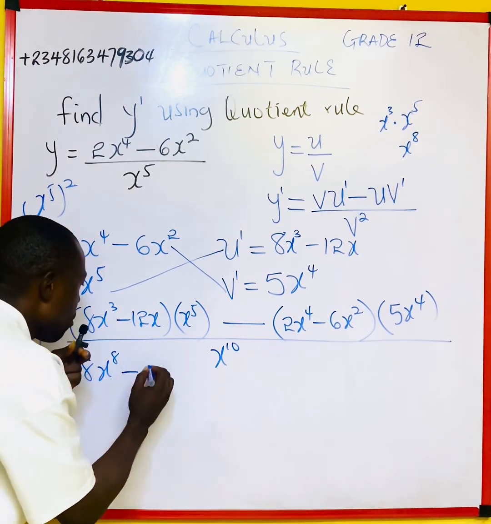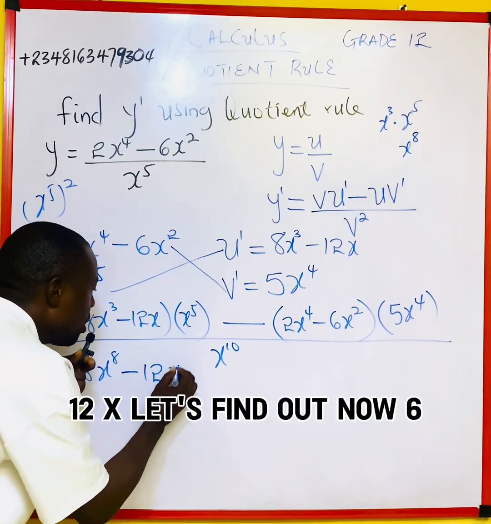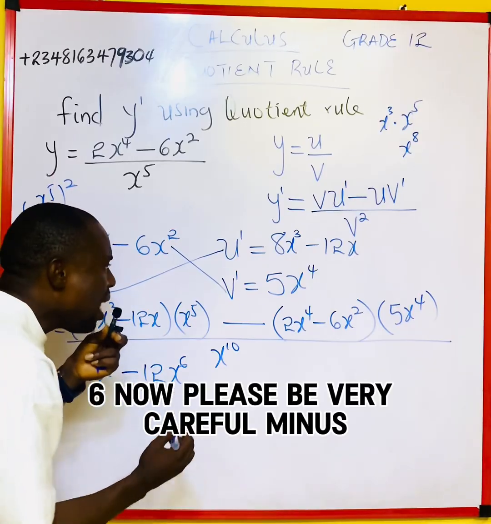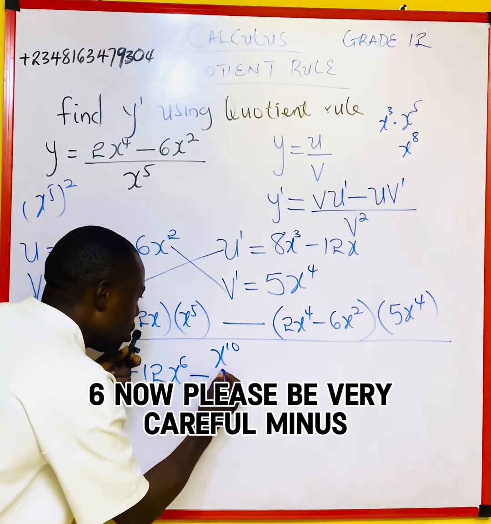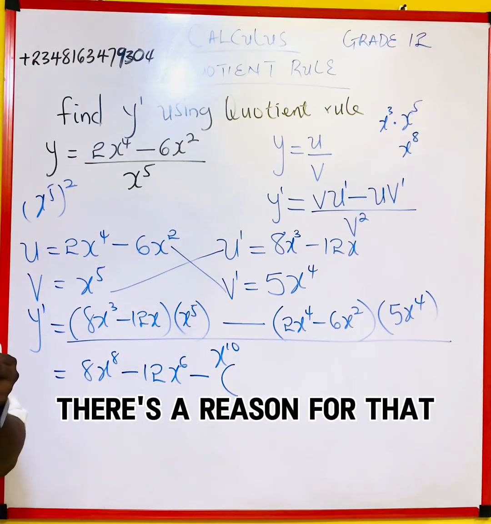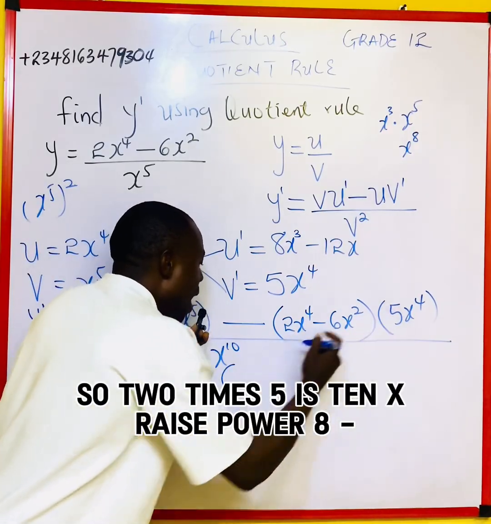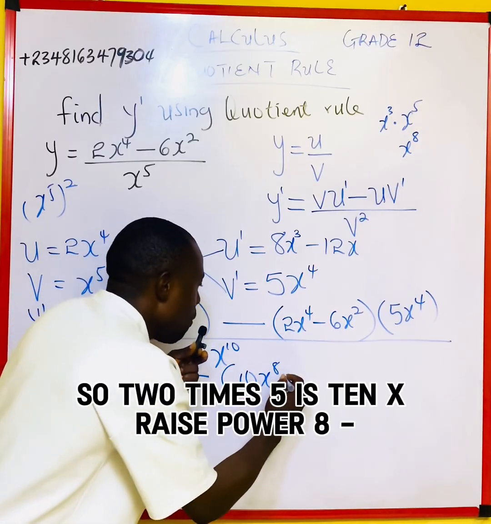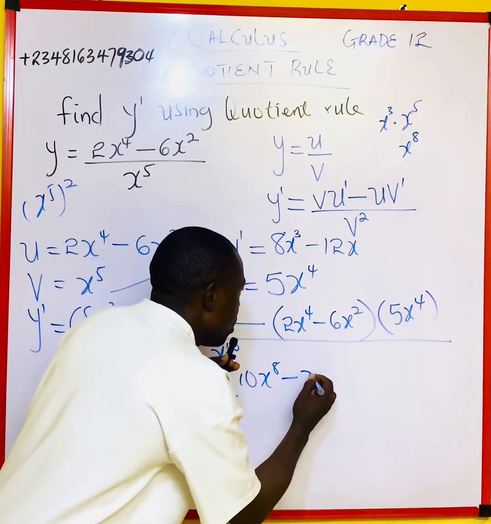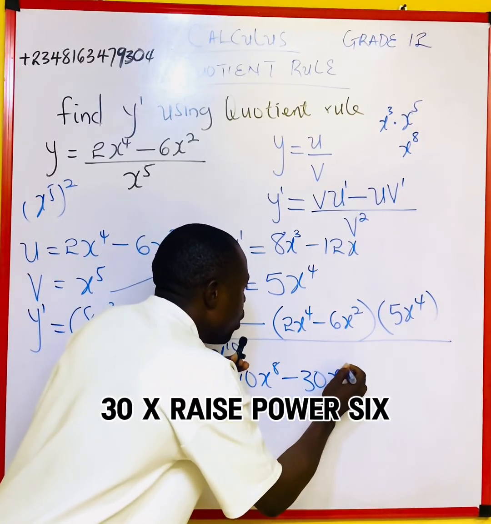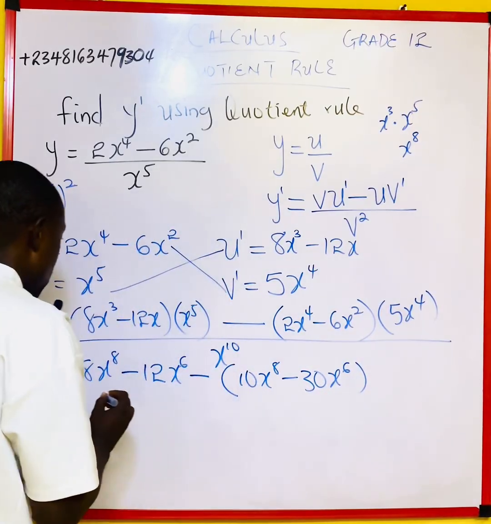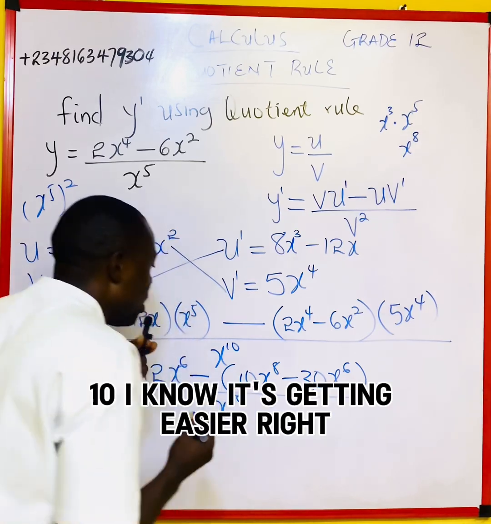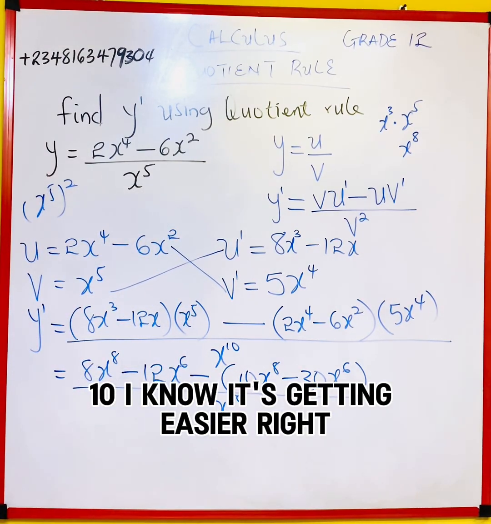Minus 12x raised to the power 6. There's a power of 1 here, which 1 plus 5 is 6. Now please be very careful. Minus, I'll put this bracket first. There's a reason for that. So 2 times 5 is 10x raised to the power 8 minus 30x raised to the power 6 over x raised to the power 10. I know it's getting easier, right?